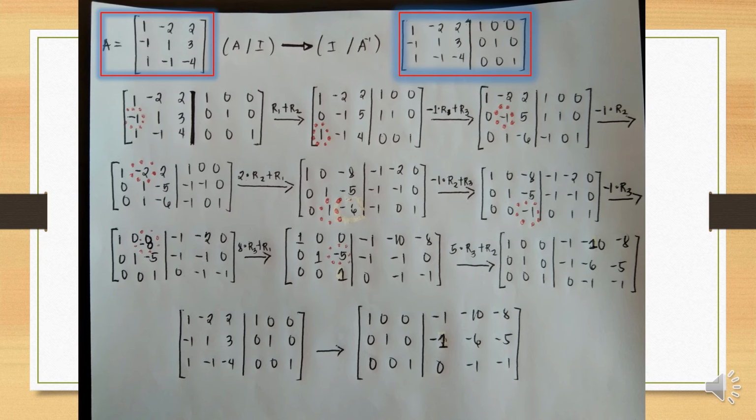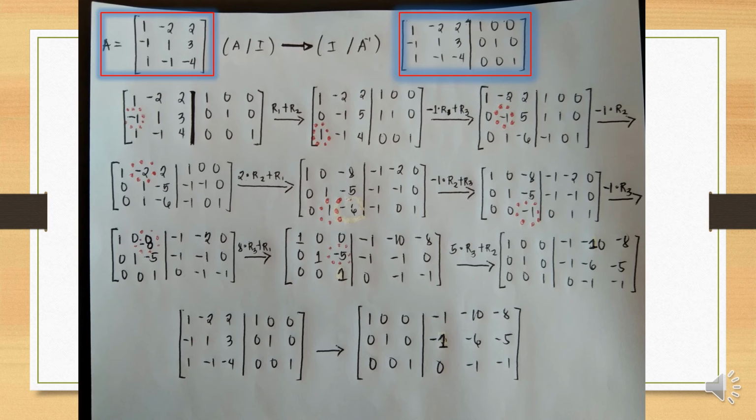So next, I want this negative 1 to become positive. So this is the process: negative 1 times row 3. So just copy row 1 and row 2. Negative 1 times 0 is 0. Negative 1 times 0 is 0. Negative 1 times negative 1 is positive 1. Negative 1 times 0 is 0. Negative 1 times 1 is negative 1. And last, negative 1 times negative 1, and the answer is negative 1.